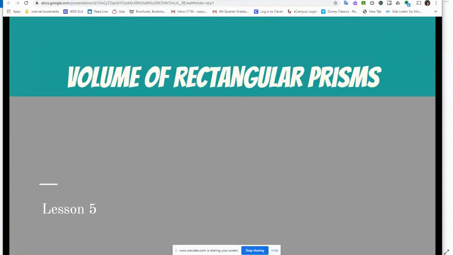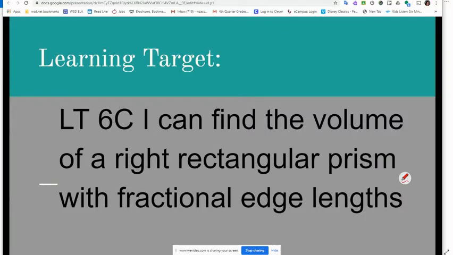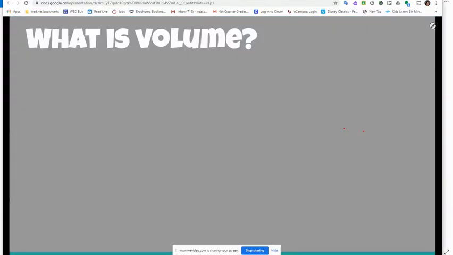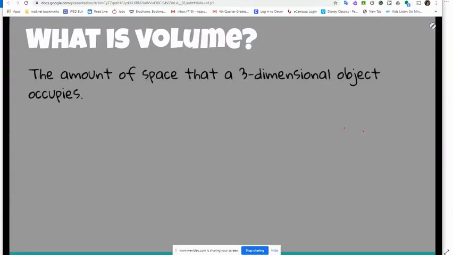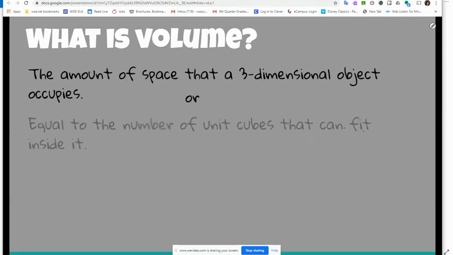Today we're going to learn about the volume of rectangular prisms. Learning target: I can find the volume of a rectangular prism with fractional edge length. What is volume? The amount of space that a three-dimensional object occupies, or equal to the number of unit cubes that can fit inside it.